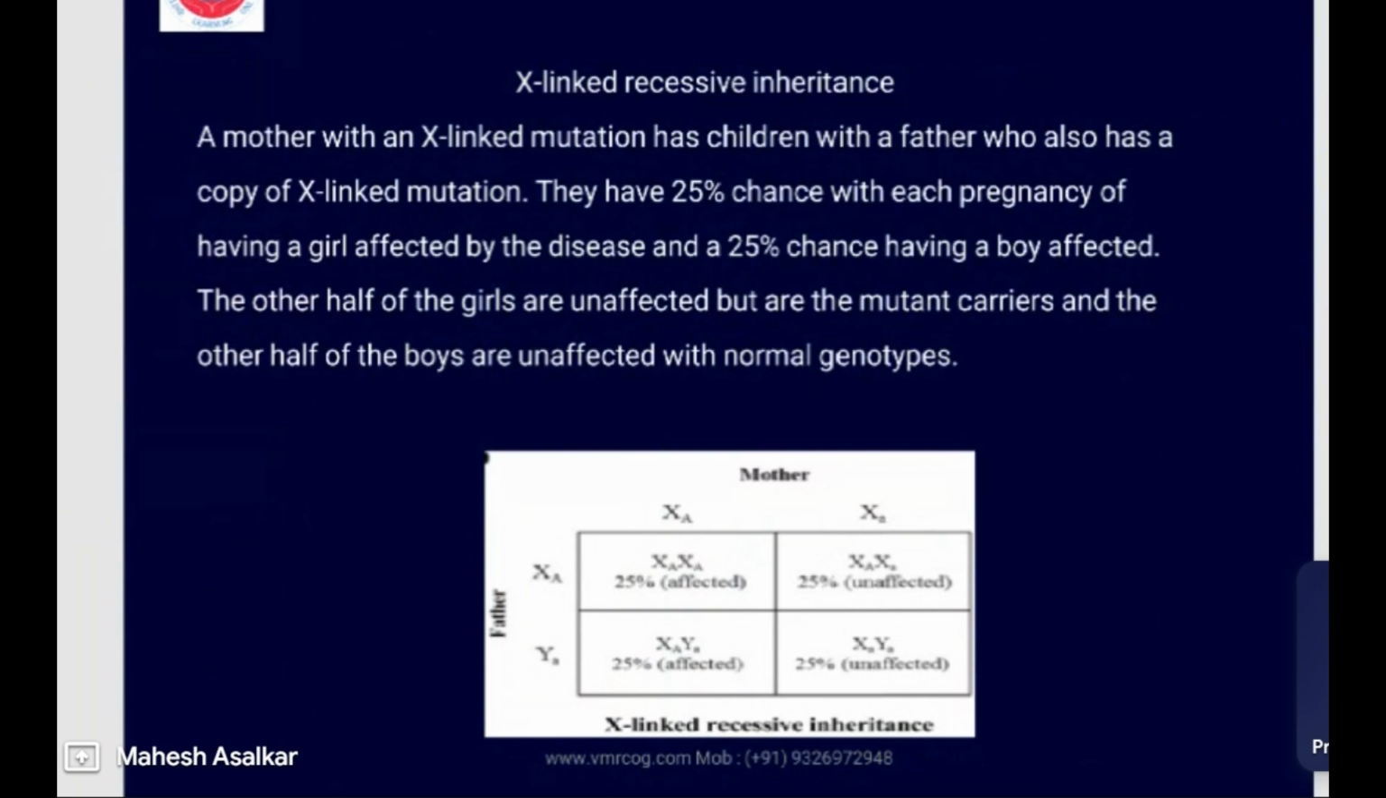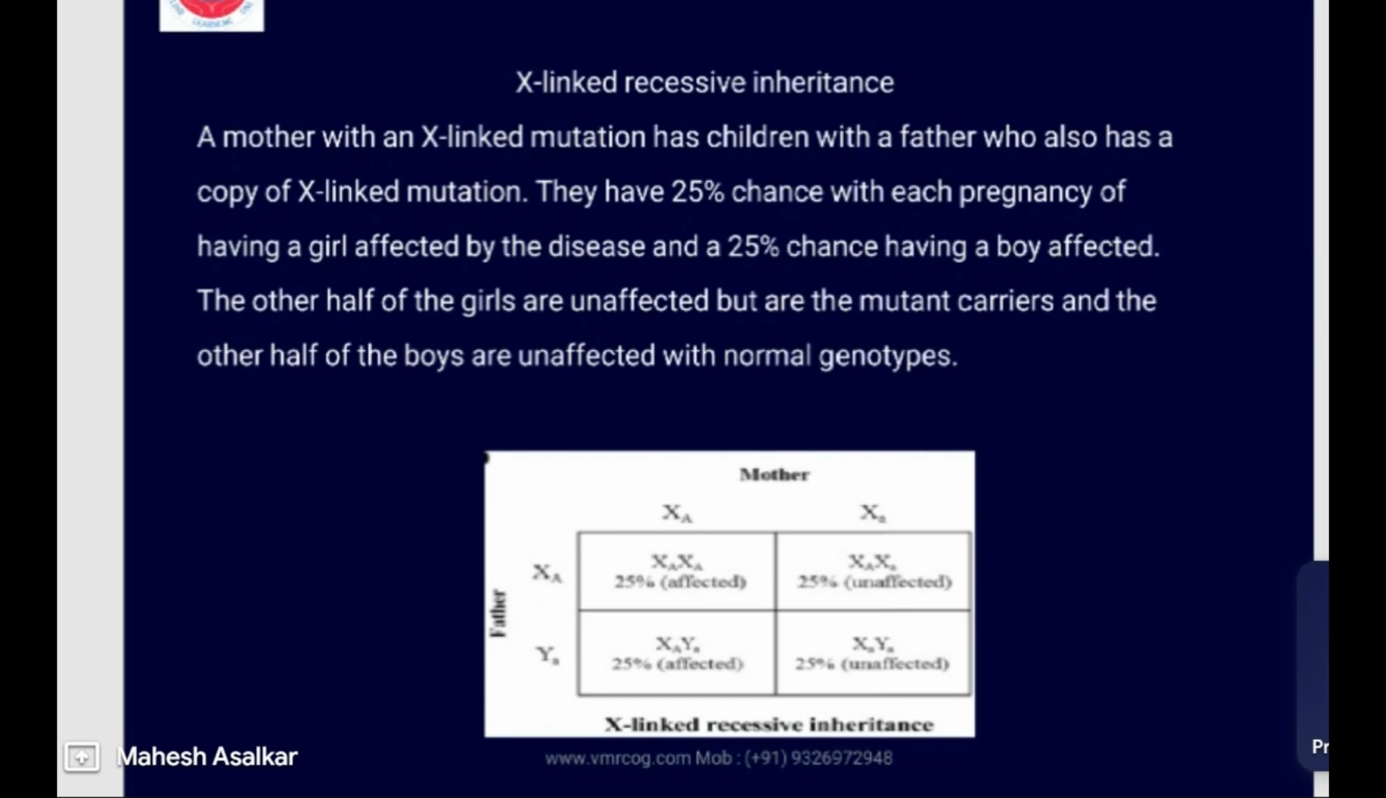The mother's genotype is on the top. She is a carrier, so we have mentioned X capital A and X small a. On the left side is the father's genotype, that is X affected and Y. Now calculate the probability. You will find 25% affected, then 25% unaffected, then 25% affected, and 25% unaffected.